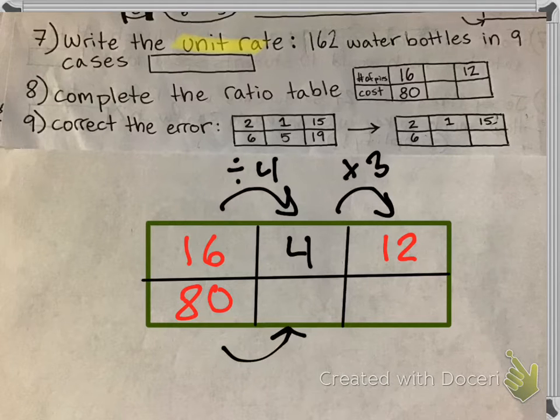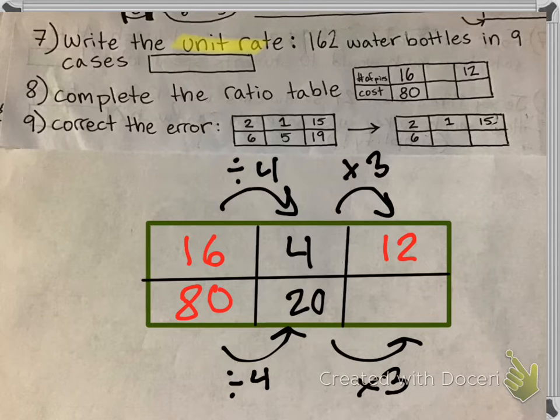Exactly. So, what's 80 divided by 4? Who can tell me? Romario. 20. And then, what's 20 times 3, Miles? 60. Excellent. Congratulations. You guys just finished the ratio table.